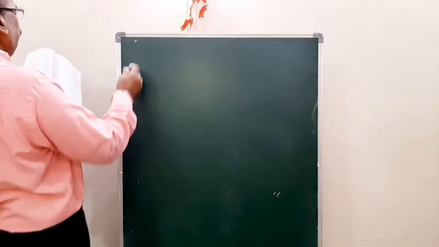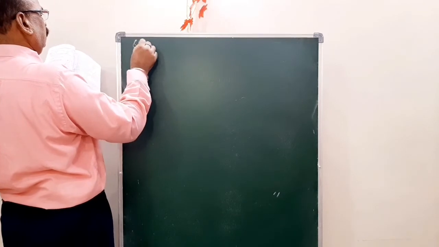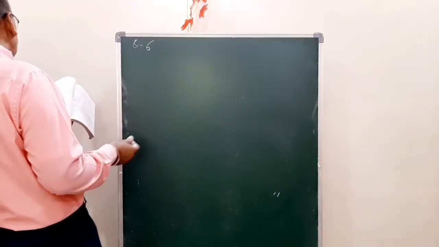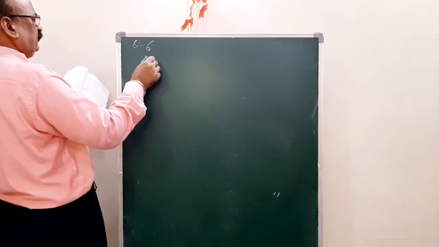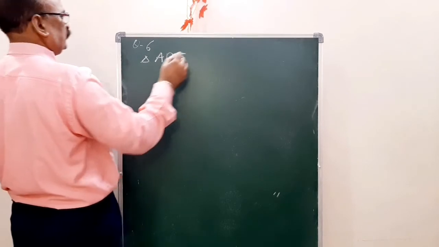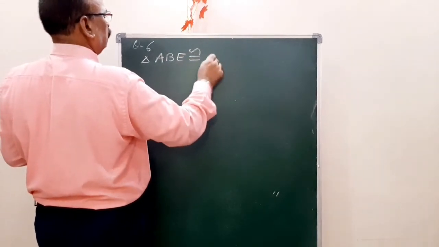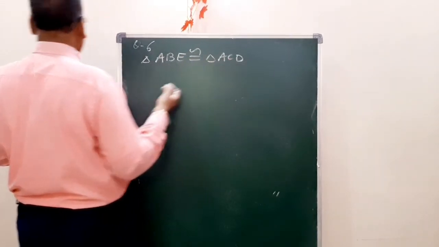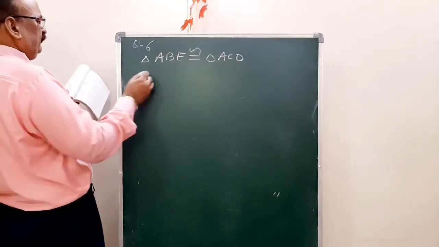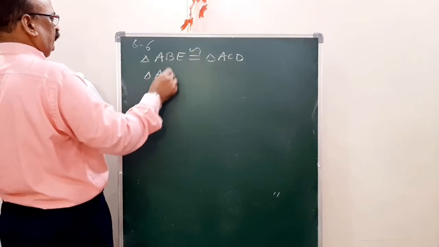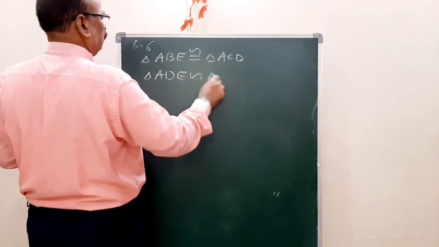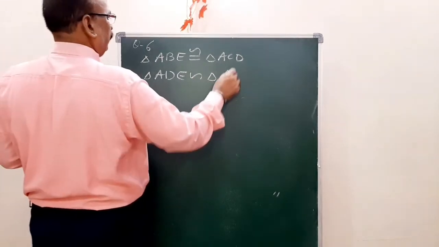Question number 6 is: triangle ABE is congruent to triangle ACD. You have to show that triangle ADE is similar to triangle ABC.